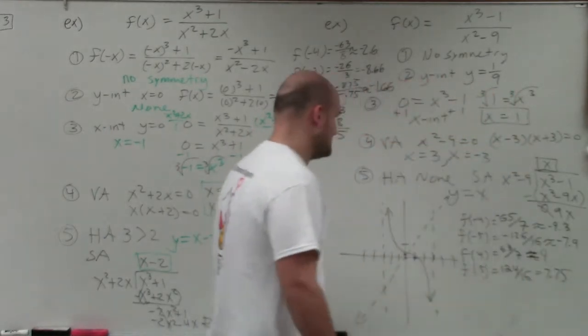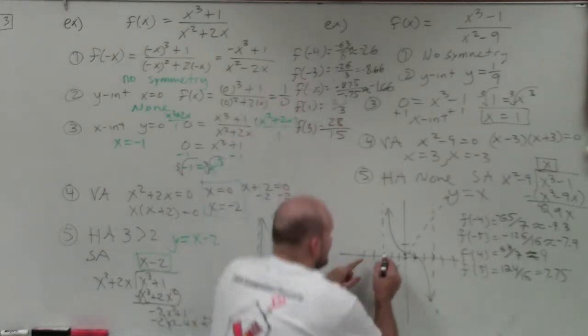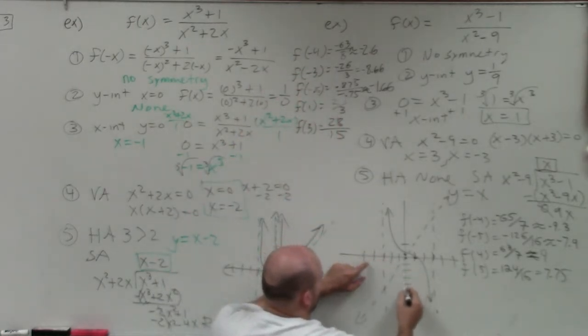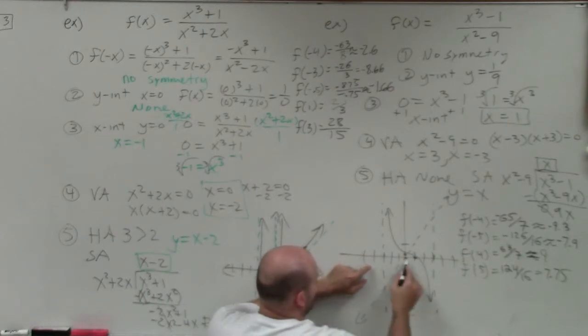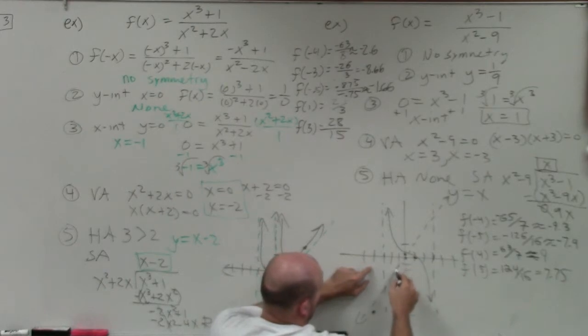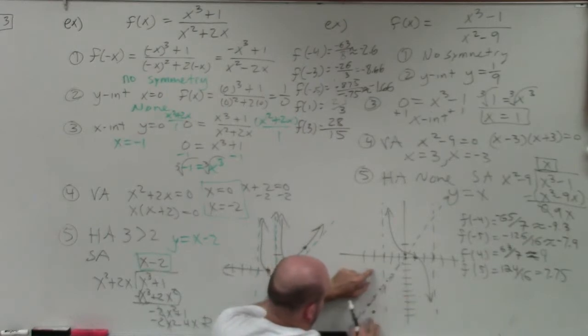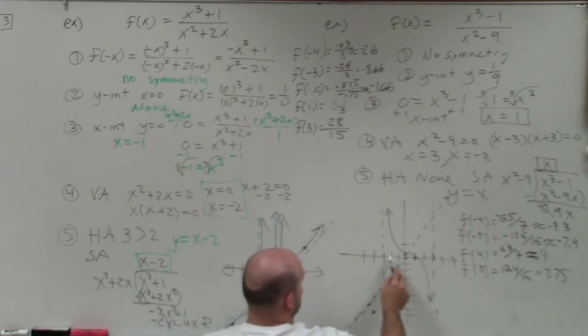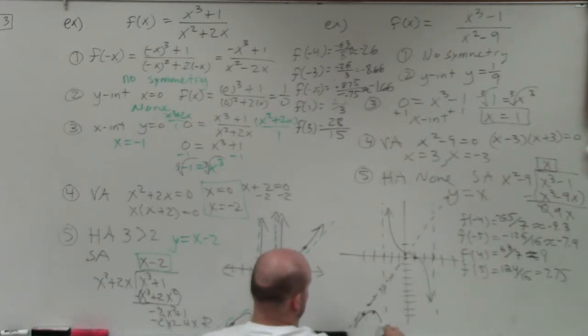All right, so let's go and plot these points now. At negative 4, I have negative 9.3. So 1, 2, 3, 4, 5, 6, 7, 8, 9. So at negative 4, I'm at about negative 9. It should look something like that. Then at negative 5, I am at negative 7.9, right around there. So this is going to take that shape.